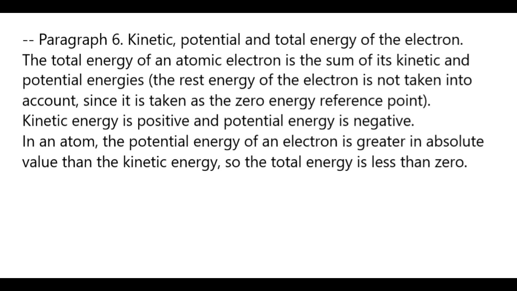Paragraph 6. Kinetic, potential, and total energy of the electron. The total energy of an atomic electron is the sum of its kinetic and potential energies. The rest energy of the electron is not taken into account since it is taken as the zero energy reference point. Kinetic energy is positive and potential energy is negative. In an atom, the potential energy of an electron is greater in absolute value than the kinetic energy, so the total energy is less than zero.